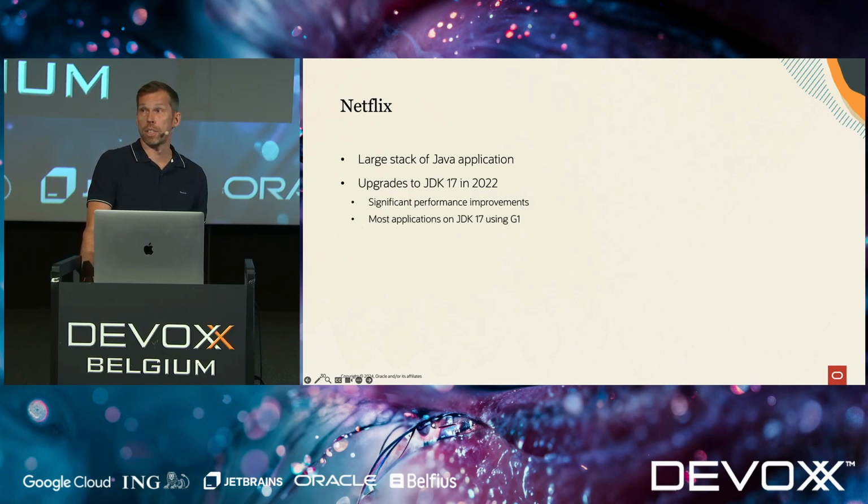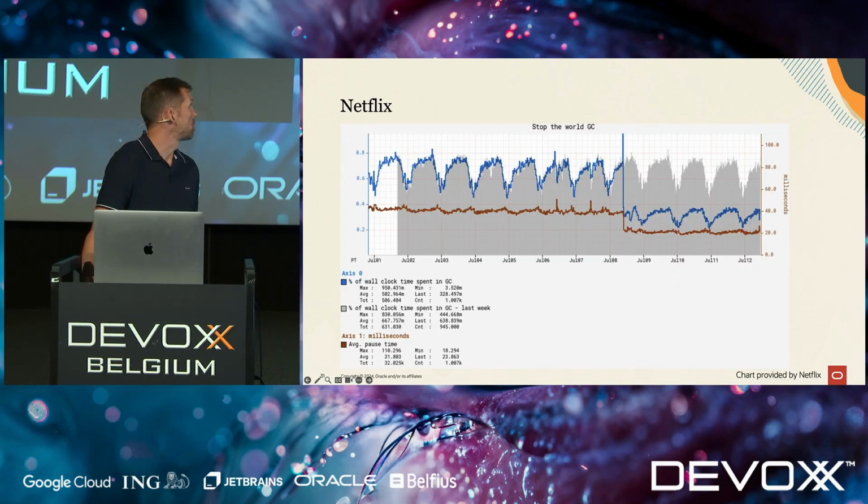Most of their applications on JDK 17 are using G1, and during this time, when they did those upgrades, they published this chart. And what we're looking at here, the blue line is the time spent doing GC. The gray area is the same metric from last week, so to make it easy to compare. And then we have the brown line, which is the average pause time. And that one is connected to the right y-axis. So as we can see, the pause times are down to almost half, and the time spent during GC is down, I think, almost half as well, or maybe even a bit more. So pretty nice to see the same improvements that we see in our internal benchmark actually show up in the real world as well.